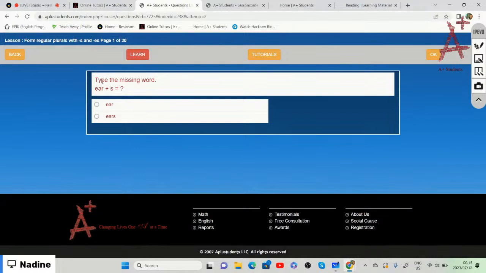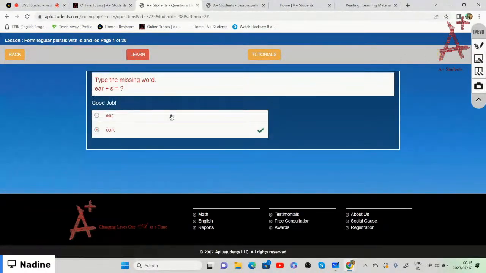All right, so let's type the missing word, right? Ear plus S, right? Is it ear or ears? All right, so we're going to say it is ears because we added the S and now that word becomes plural, right? So if you have that, then well done.